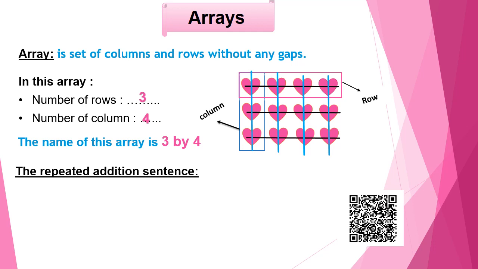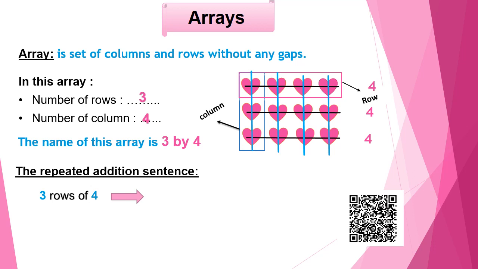Let's write the repeated addition sentence for columns and rows. The first way we can say 3 rows of 4, because we have 3 rows and inside each row we have 4 items or 4 hearts. Here 4 and here 4 and here 4.